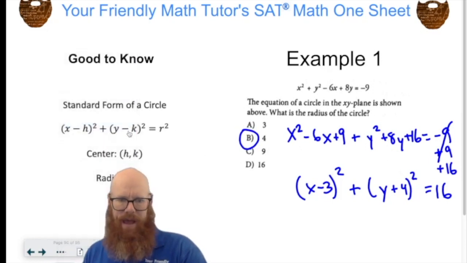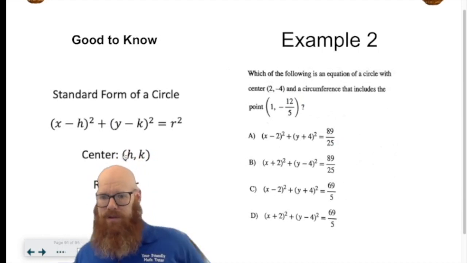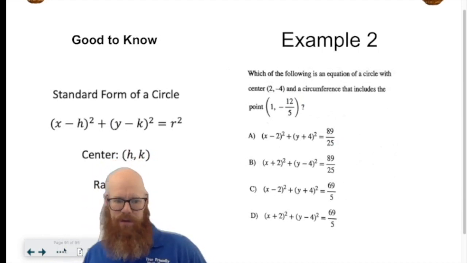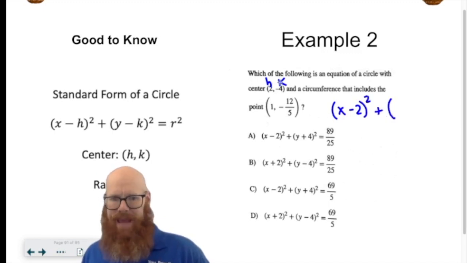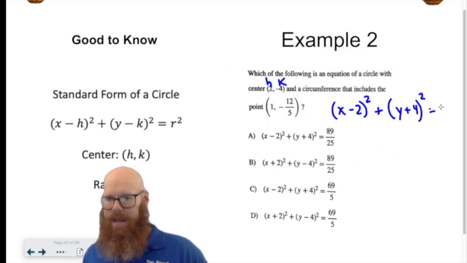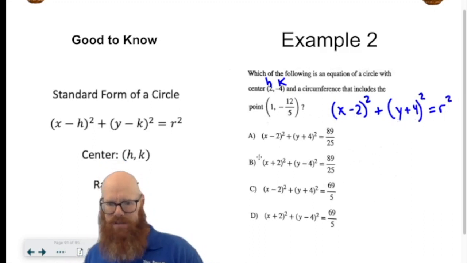Now let's take a look at another problem where we would have to use the standard form of a circle. This one is: which of the following is the equation with center (2, -4)? If you use this formula, if h is 2 and k is -4, then you have (x minus 2) squared, and since k is -4, you have (y plus 4) squared equals r squared. So we automatically have x minus 2 and y plus 4.